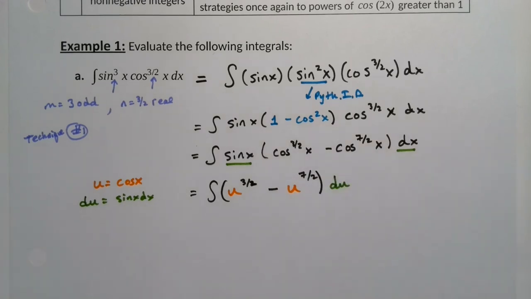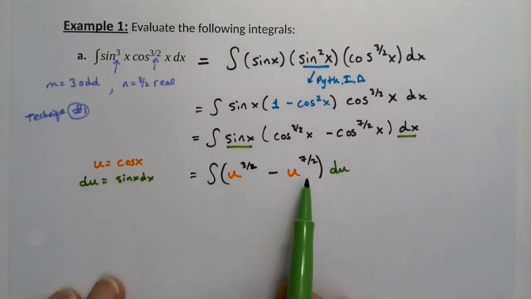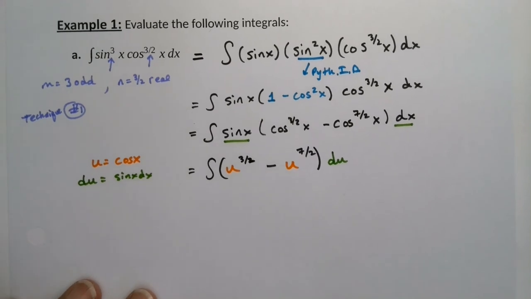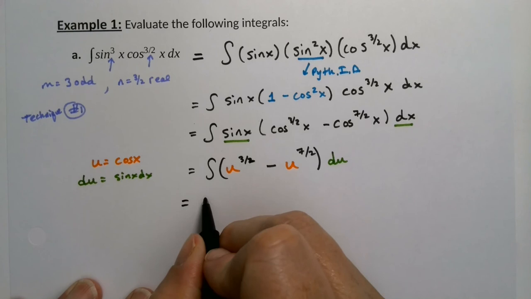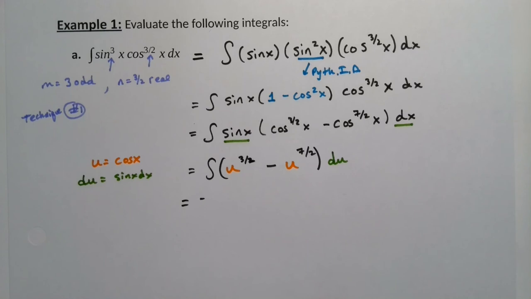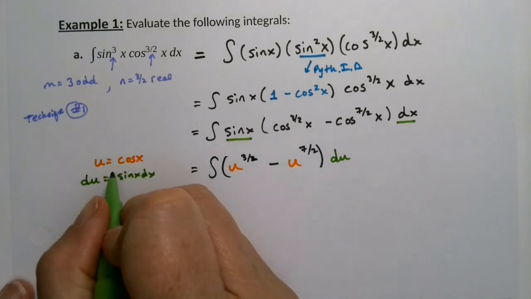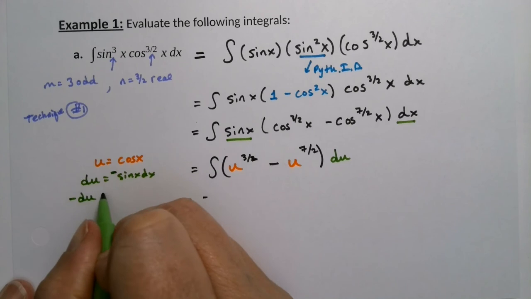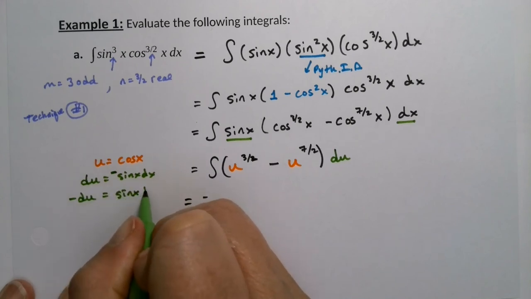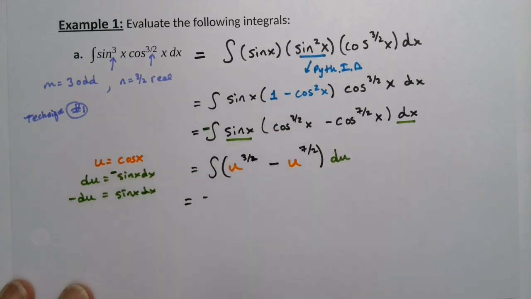Interesting. Okay, so then u to the 3/2, u to the 7/2, those are both pretty easy integrals to do, right? The integral of u to the 3/2 would be positive 2/5. Oh, whoops. I completely forgot. The derivative of cosine is negative sine. Sorry, there's a negative du here. Hold on, we'll just put a negative right out in front.